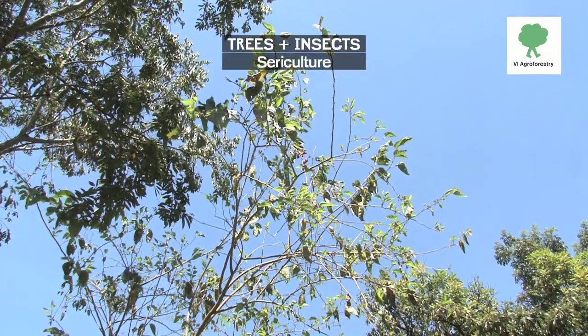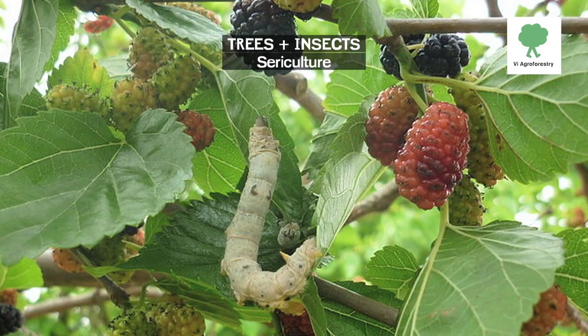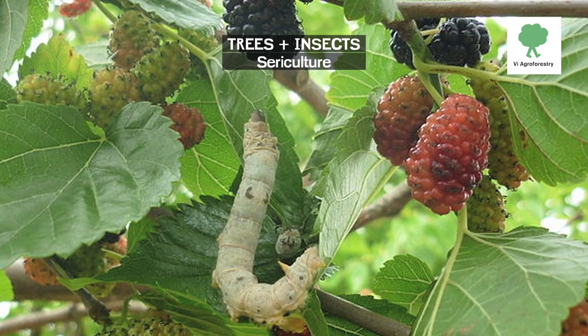Silkworms or sericulture. Sericulture is the production of raw silk fiber by rearing the larvae of domesticated silkworms. The silk is used for making clothes.